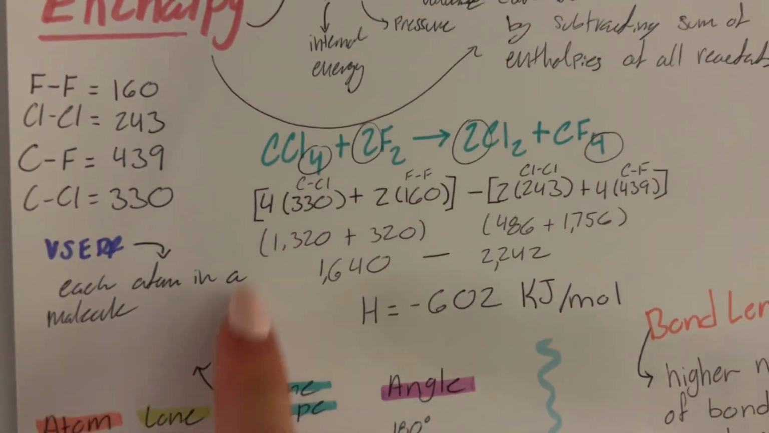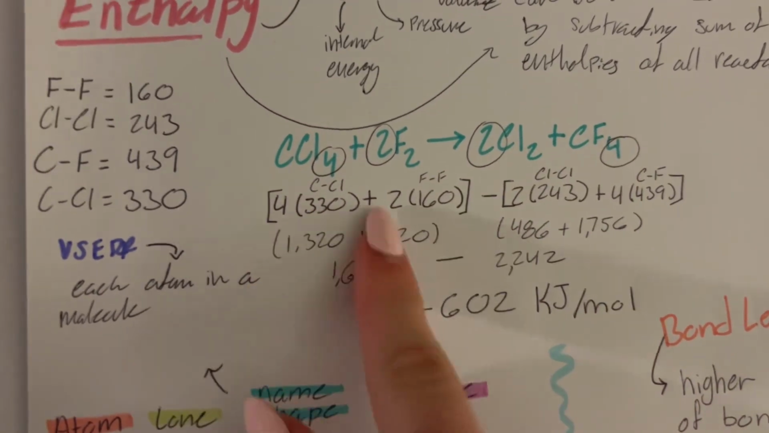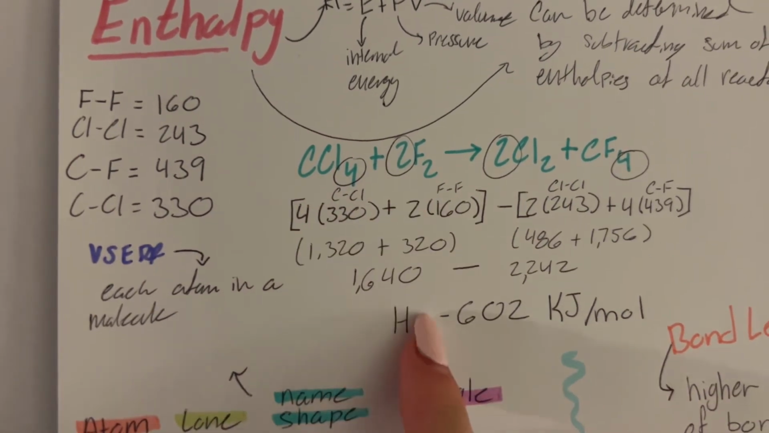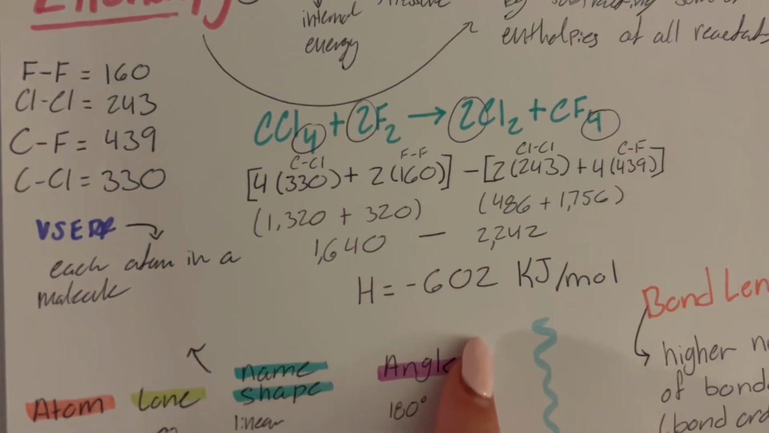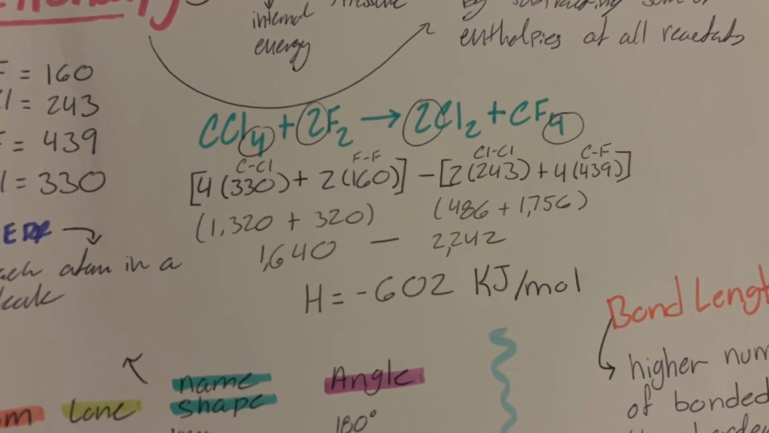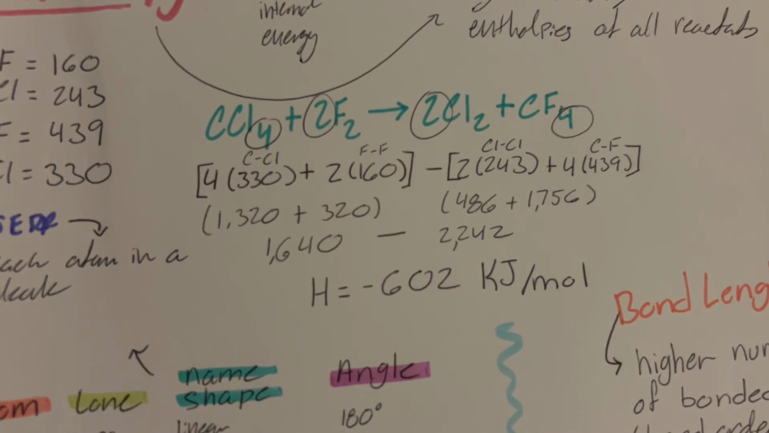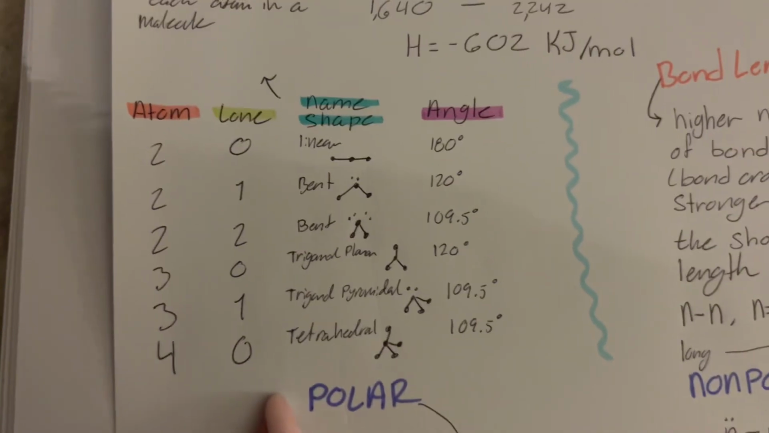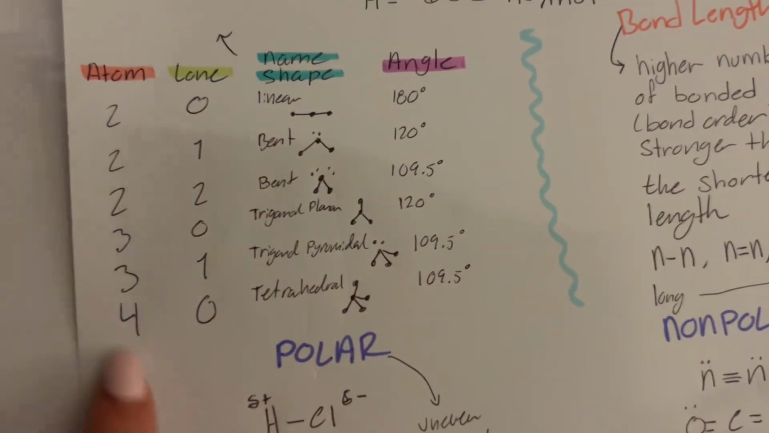And then you just multiply these, add these, subtract. That's just math. You're going to get this. And then it's negative, which means it's absorbing energy.